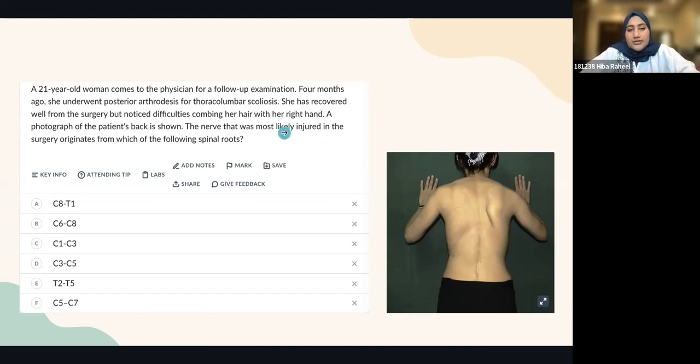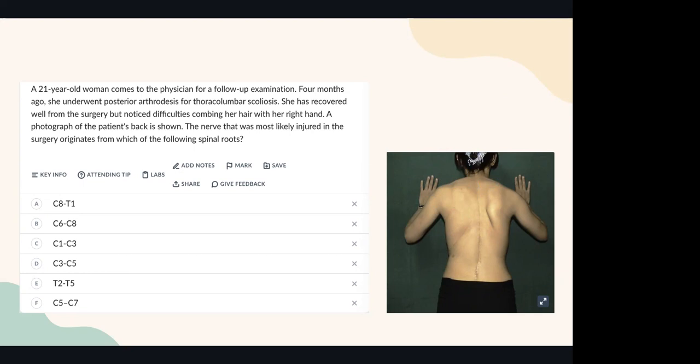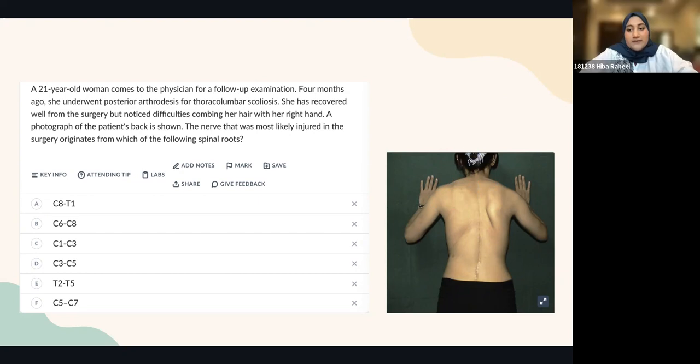the wall. No need to know the surgery here, but it's a hint that she has undergone recent surgery. Also, one more thing, she's unable to comb her hair. That's a big indication. That is usually part of the question about long thoracic. So where does the long thoracic nerve originate from? What root values? C5 to C7. Excellent, good job. C5 to C7, very good.